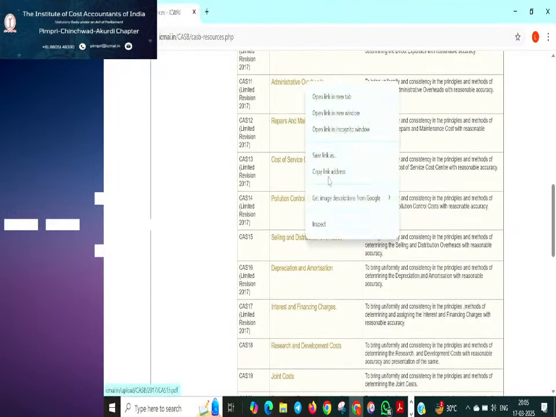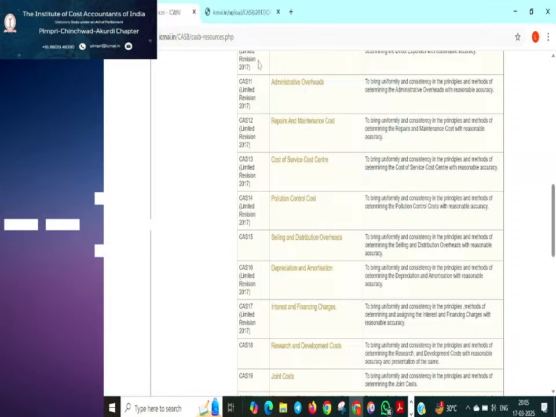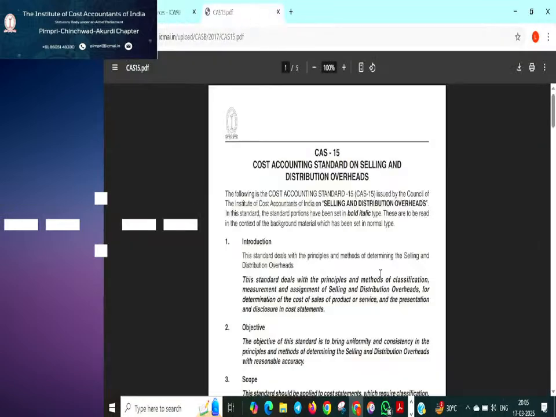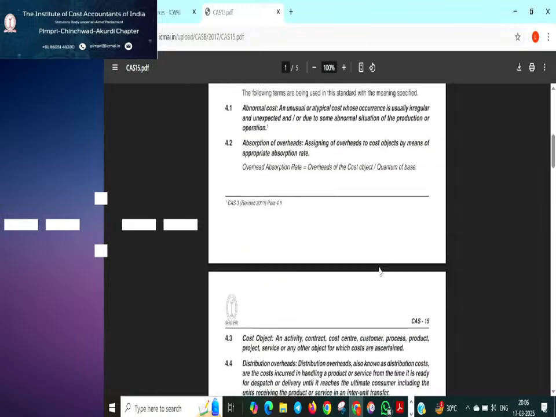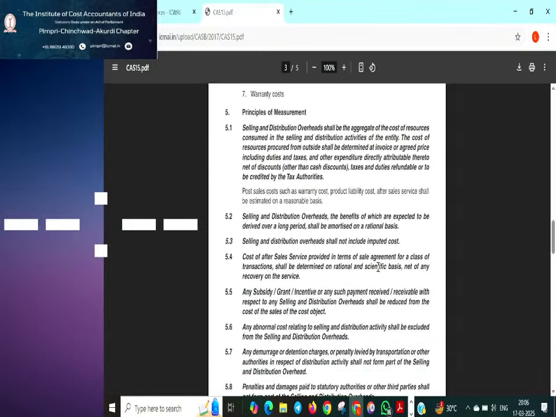Then coming to cost accounting standard 15, which talks about selling and distribution overheads. So once again I move on to the principles of measurement. What are the selling and distribution overheads? We need to basically think about after sale services too. So post sales costs such as warranty cost, product liability cost, after sale service shall be estimated on a reasonable basis. Why on a reasonable basis?